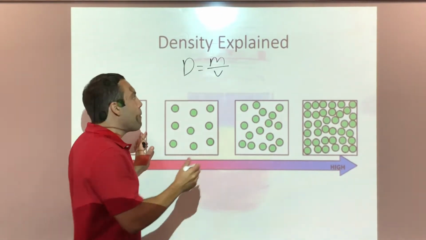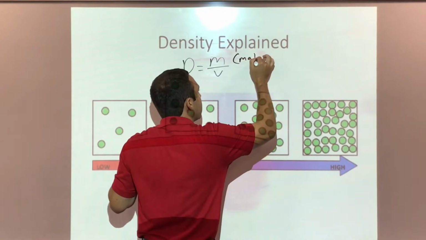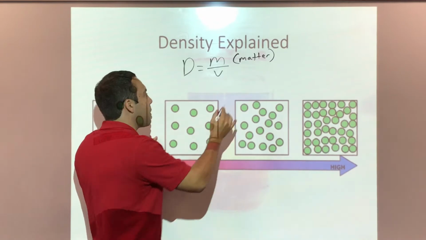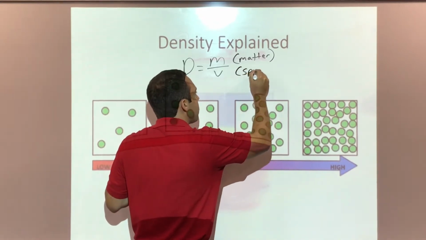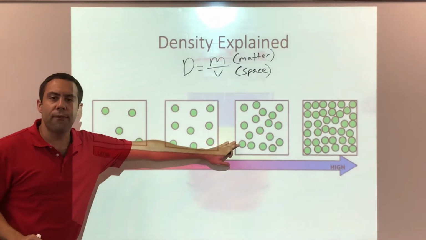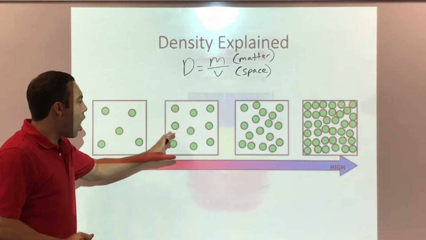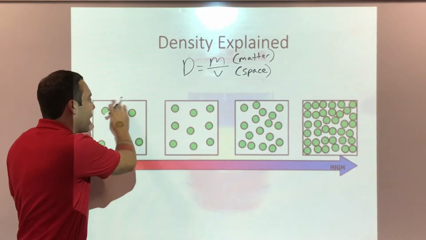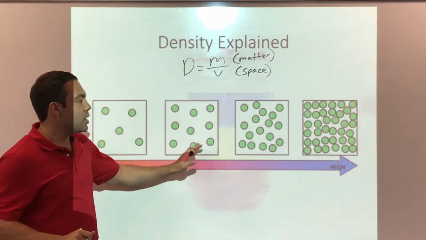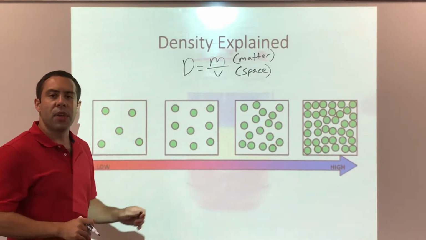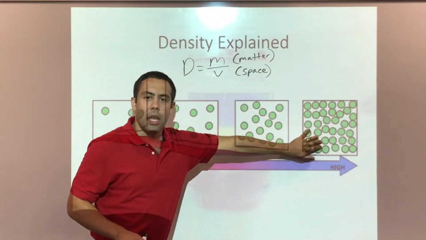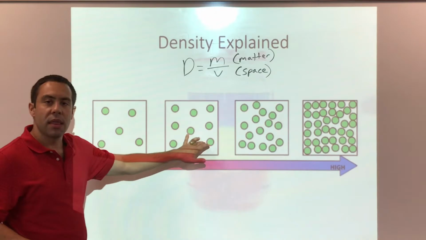Mass is the amount of matter a substance contains, whereas volume is the amount of space an object takes up. So here we have 4 boxes of equal volume. They all are the same size, so it's the same amount of space. What changes in these 4 boxes, as we go from left to right, is the number of particles increases. So there's more matter in the 4th box than the first box.